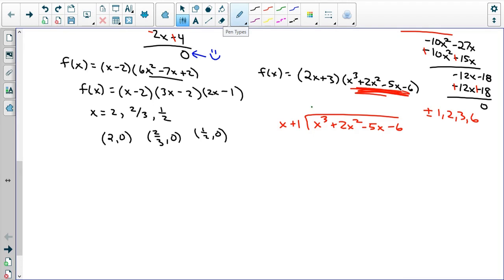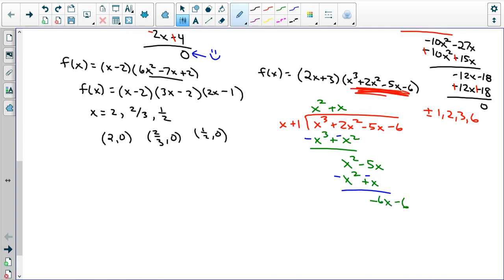So if I try x plus 1, I get x squared up here, x cubed plus x squared. If I subtract these, I end up with x squared minus 5x plus x gives me x squared plus x, sorry, negative 5x plus x. If I change the signs, I end up with negative 6x minus 6. This is looking very promising. And then I can put a minus 6 up in this spot, so I end up with minus 6x minus 6 when I multiply that back down, and I get a remainder of 0.